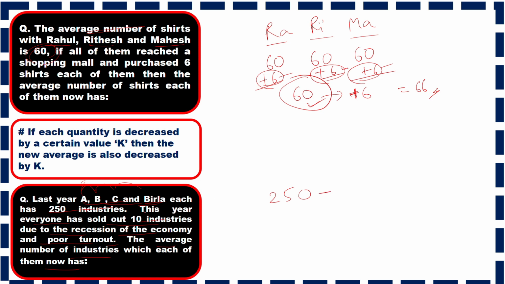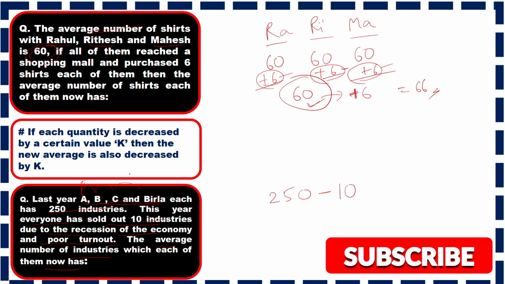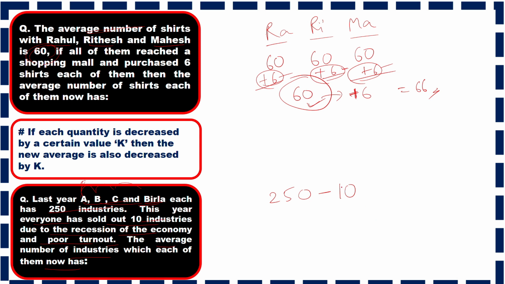Now what happened? This year everyone has sold out 10 industries due to the recession. Whatever might be the reason, they sold 10 industries each. So A sold 10 industries, B, C and Birla, all 4 sold 10 industries each. So the average number of industries that all these industrialists sold is 10. Now 250 minus 10 will be equal to 240.